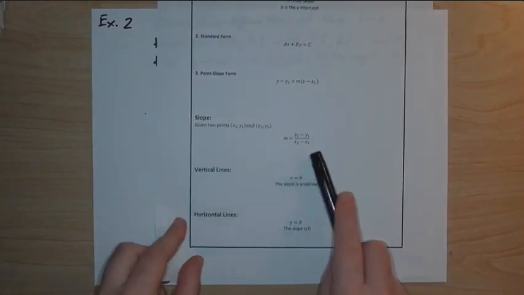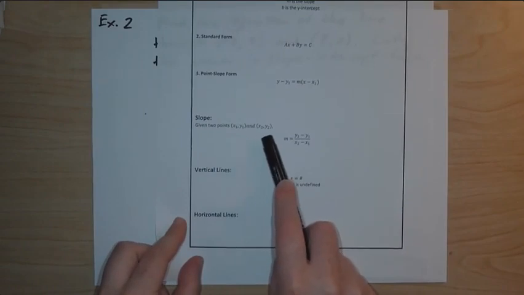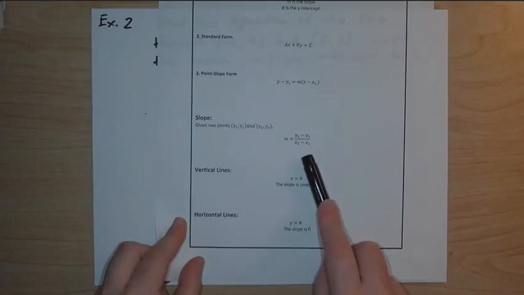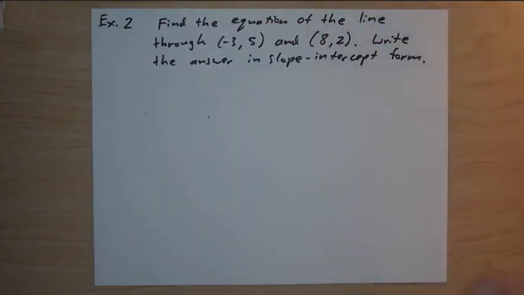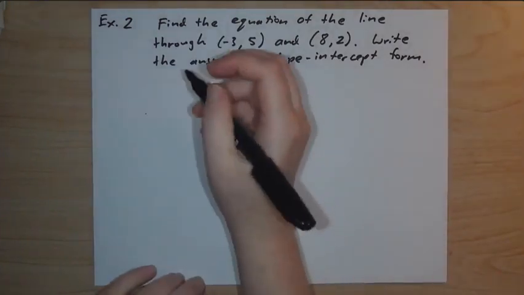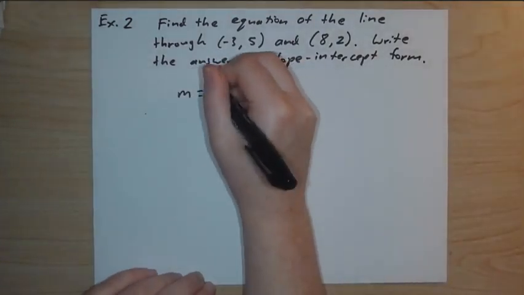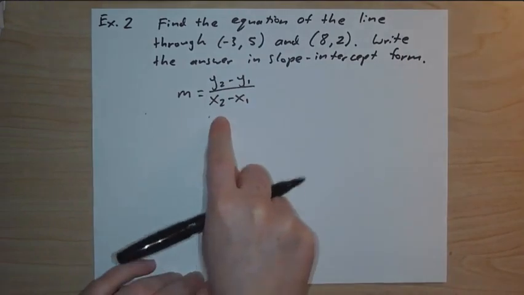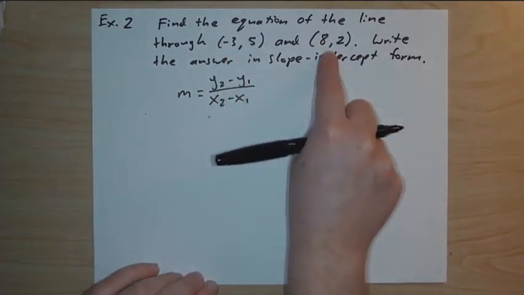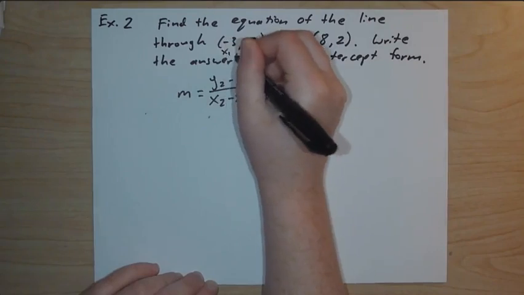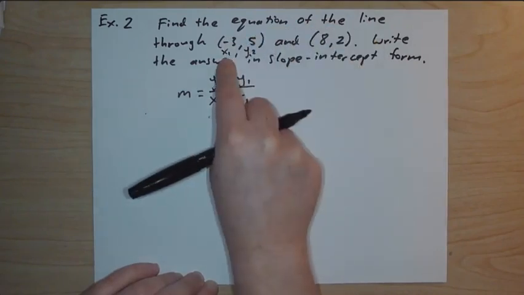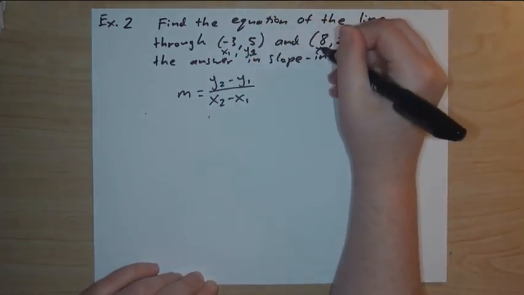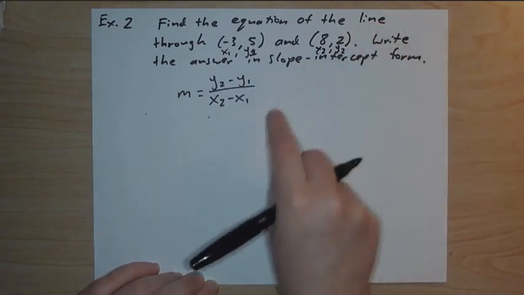There's a formula for a slope given 2 points, (x1, y1) and the point (x2, y2). Our slope is y2 minus y1 divided by x2 minus x1. So we're going to find the slope first. So our slope m is equal to y2 minus y1 divided by x2 minus x1. And I'm going to label this point as the first point and this point as the second point. It actually doesn't matter as long as you're consistent, which means -3 is x1 and 5 is y1 and 8 is x2 and 2 is y2.